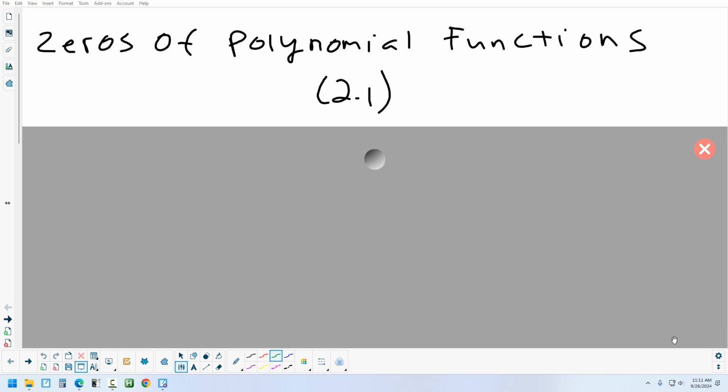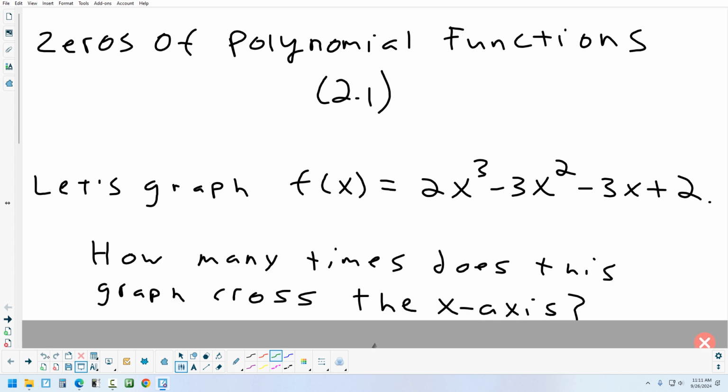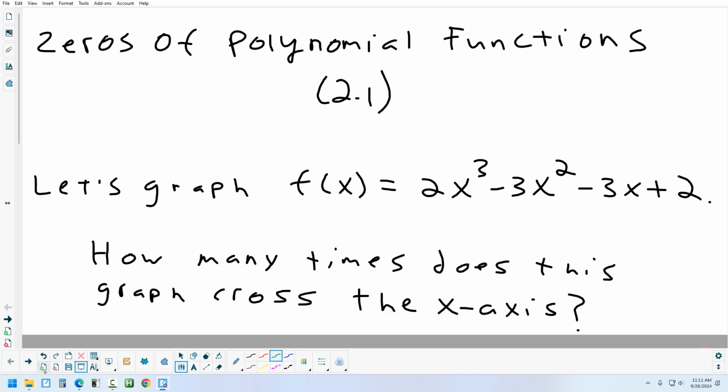So the last thing we're going to look at this week is 2.1, okay, and we'll look at part of 2.2 a little bit, not too much. But in 2.1, they're going to talk about what are called zeros of polynomial functions. You might also hear me use the word root. Root and zero, they mean the same thing.